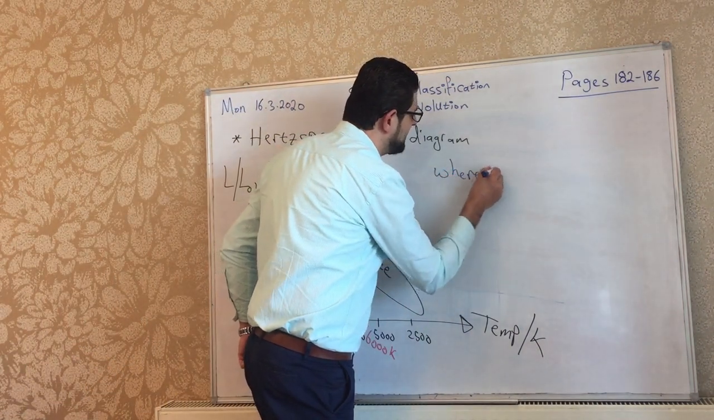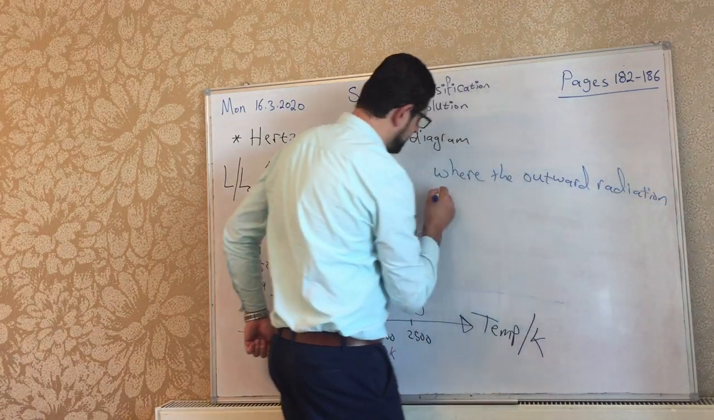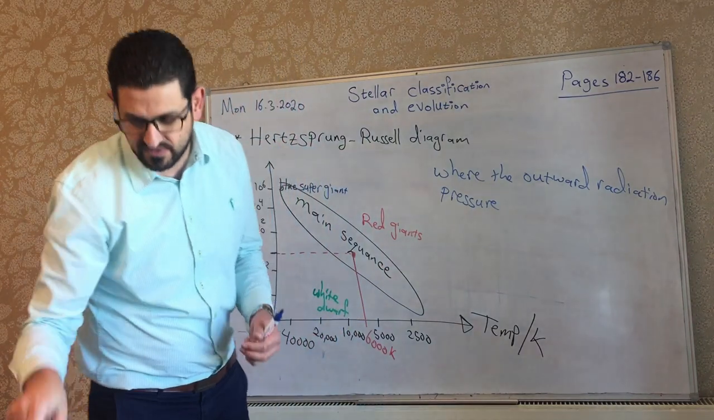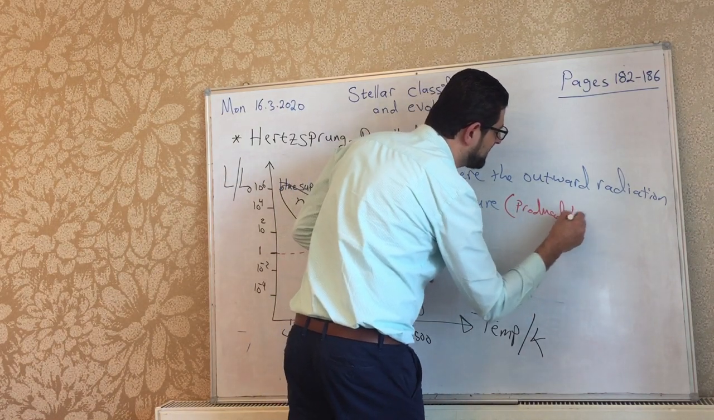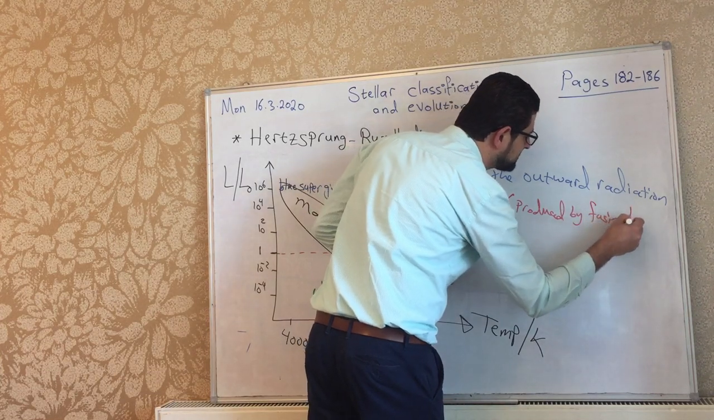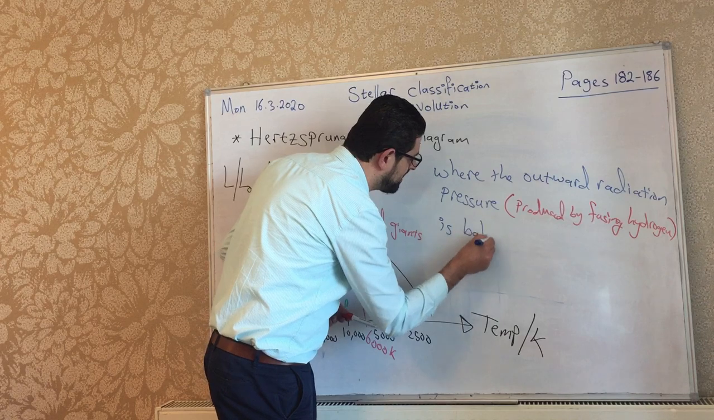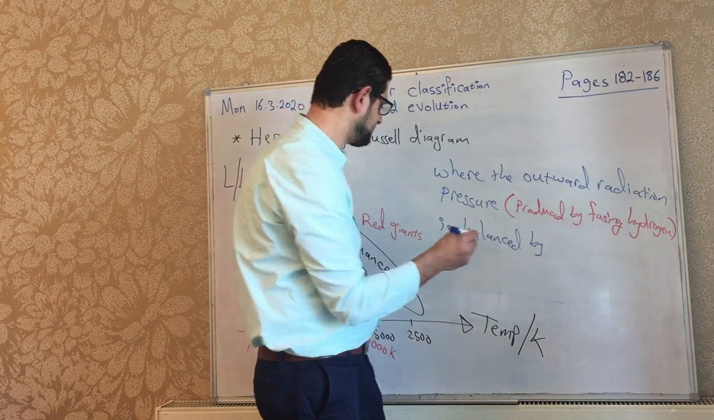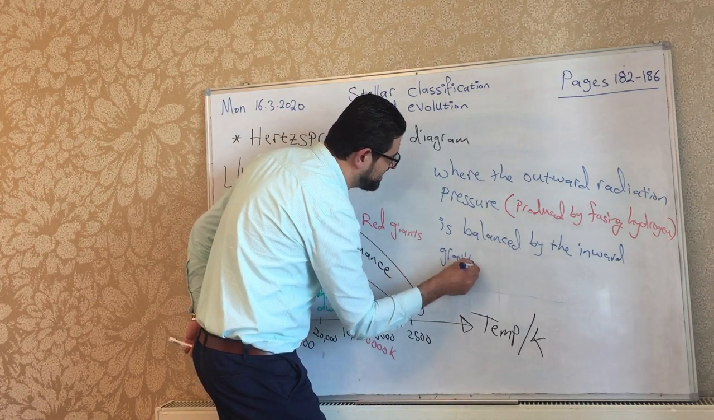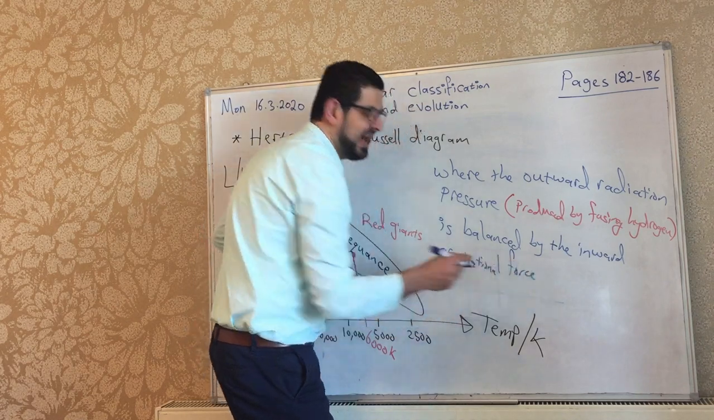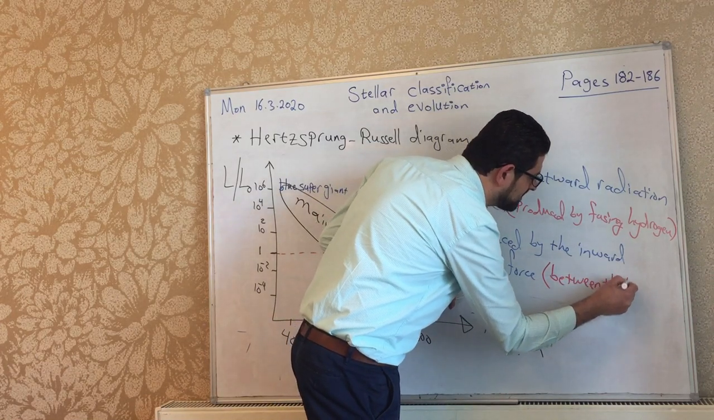Where the outward radiation pressure, between brackets, produced by fusing hydrogen, is balanced by the inward gravitational force, and this force is because of the attraction between the parts of the star.